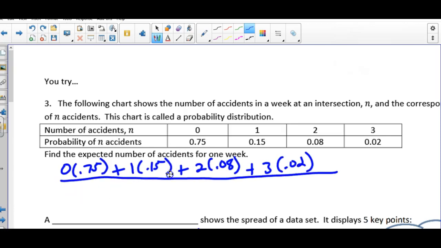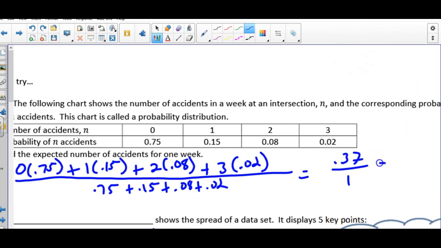And then don't forget, you got to divide by your weight. So 0.75 plus 0.15 plus 0.08 plus 0.02. Just make sure that adds up to give you 1, or 100. So 75 plus 15 is 90, plus 8 is 98, plus 2 is 100. So when we do that, we end up getting 0.37 divided by 1, because that does add up to give me 1. So the answer here is 0.37, or 37%.